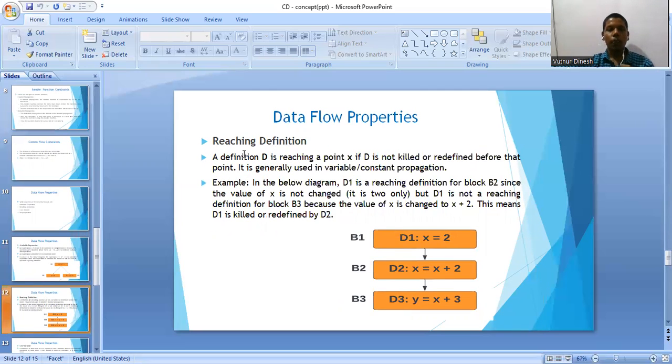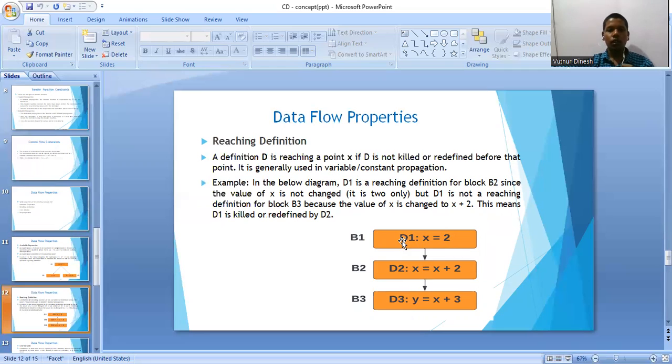Reaching definition. A definition D is reaching a point X if D is not killed or redefined before that point. It is generally used in variable or constant propagation. Example, in the below diagram, D1 is a reaching definition for block B2 since the value of X is not changed. It is 2 only, but D1 is not a reaching definition for block B3 because the value of X is changed to X plus 2. This means D1 is killed or redefined by D2.